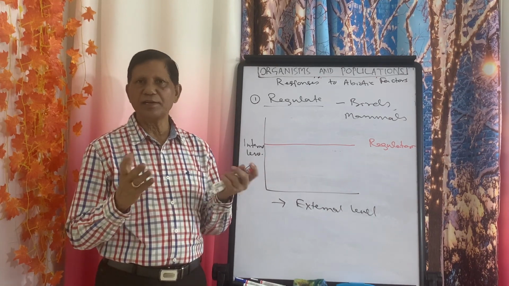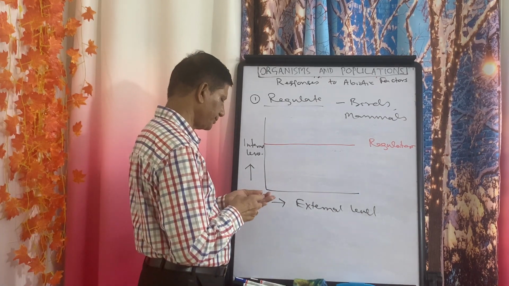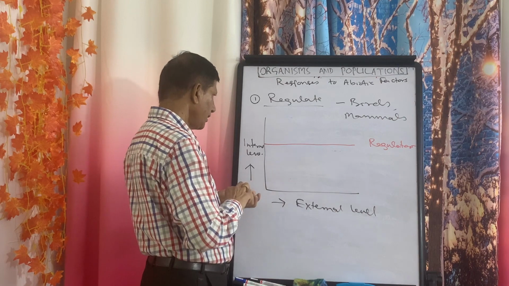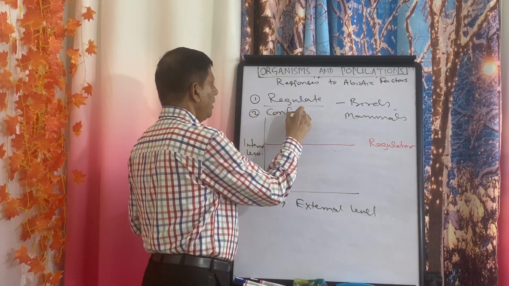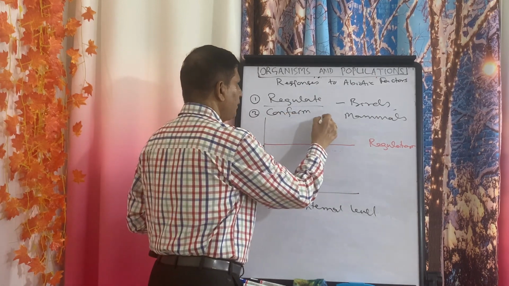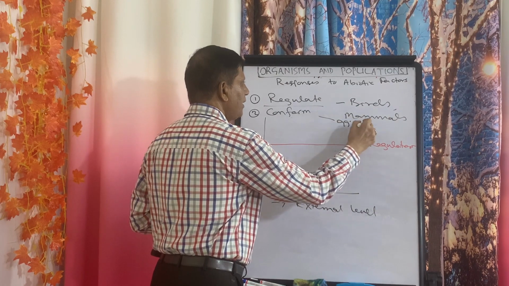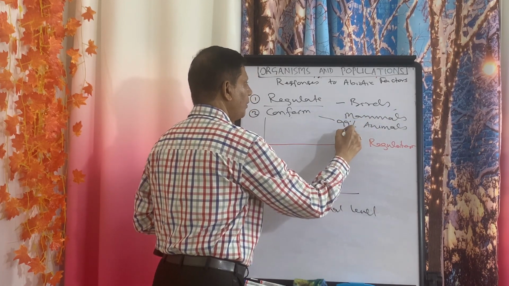But all organisms are not regulators. The second is conformers. Or you can say, the second one is conform. And under this conform, usually 99% of animals and all plants.